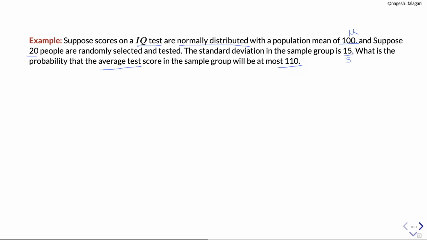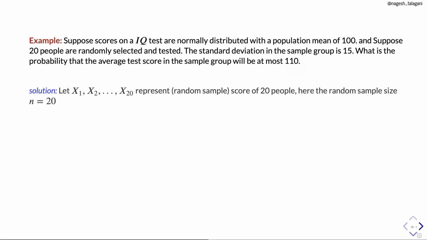Okay, fine. Here, let x1, x2, so on x20 represent scores of 20 people. This is a random sample of size 20. Here n equal to 20. Here what we know is the population mean mu, and we don't know the population variance. Fine. Here x bar is the sample mean of the random sample of size 20.